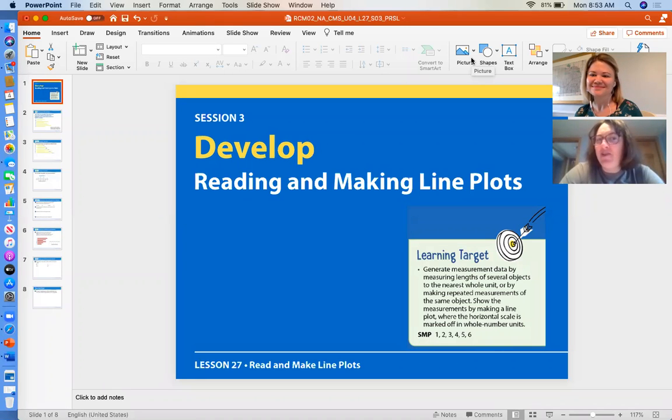All right. Hello, second graders. We are on lesson 27, session 3. In our books, we are on page 651, and we are reading and making line plots. So we're going to continue our discussion on reading and making line plots.